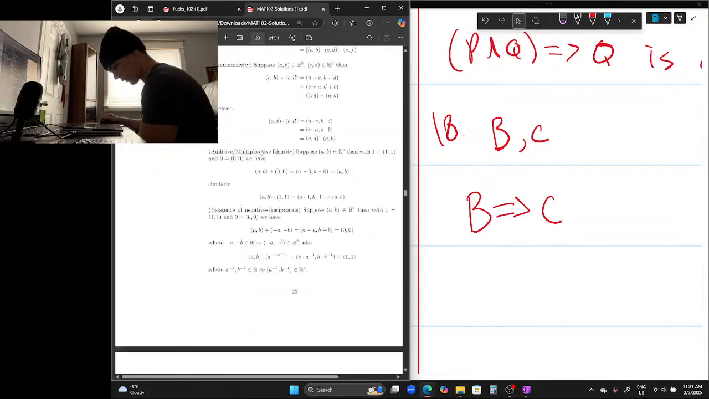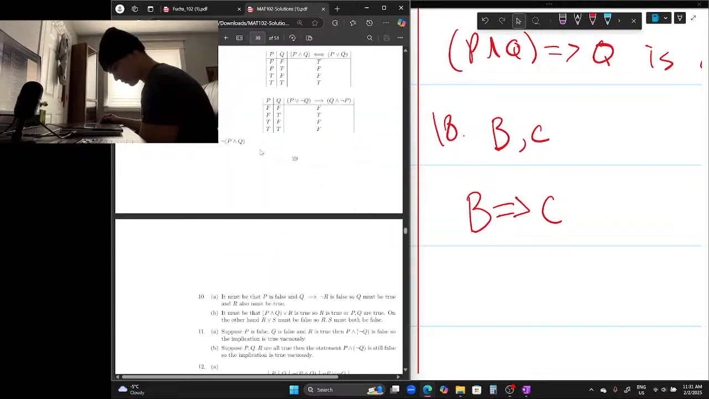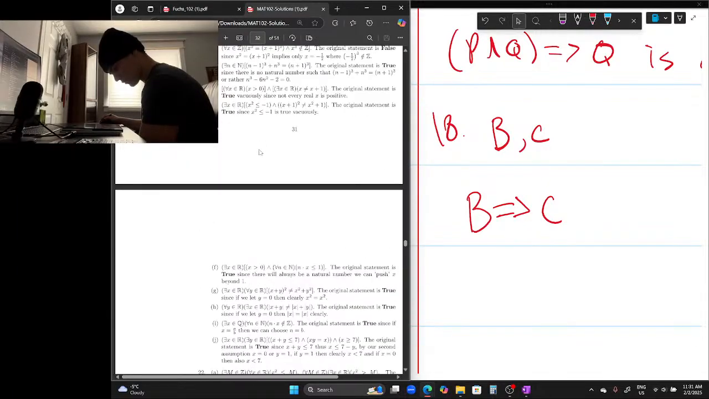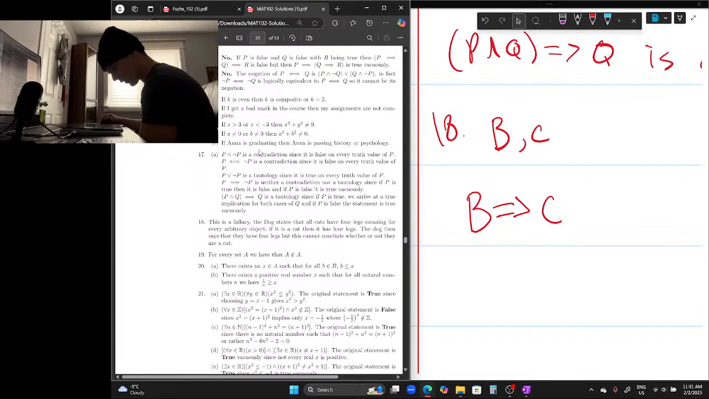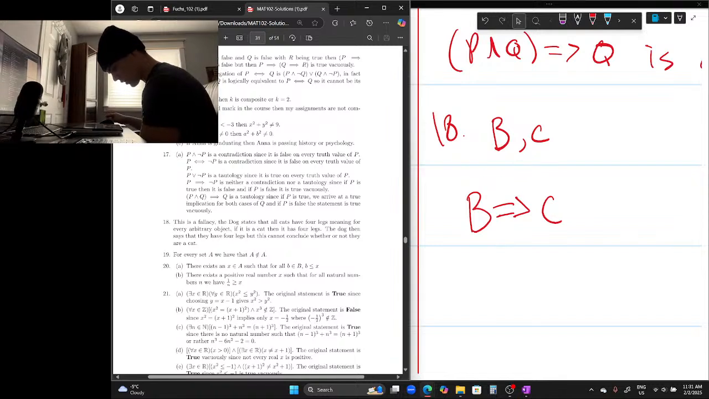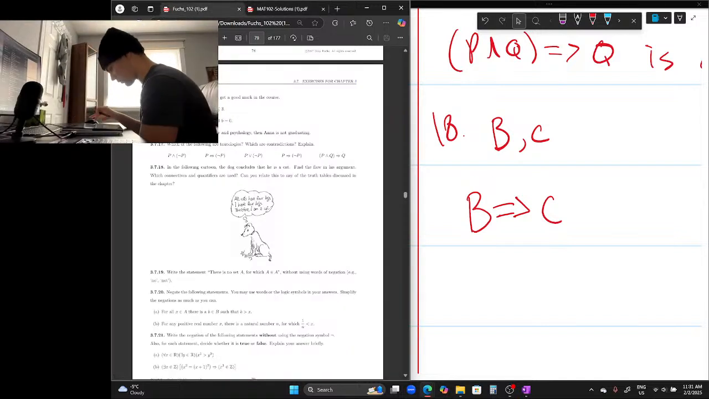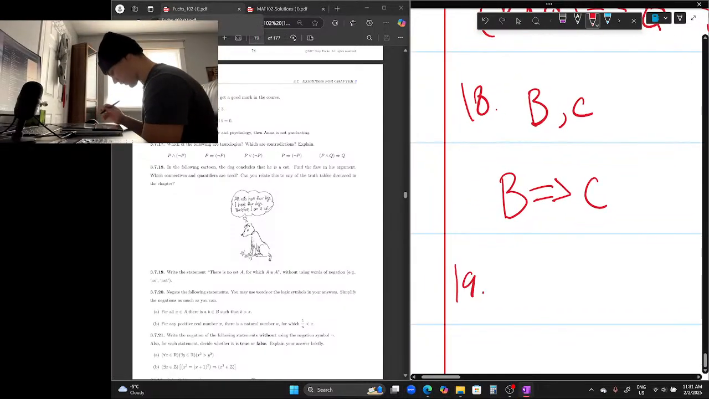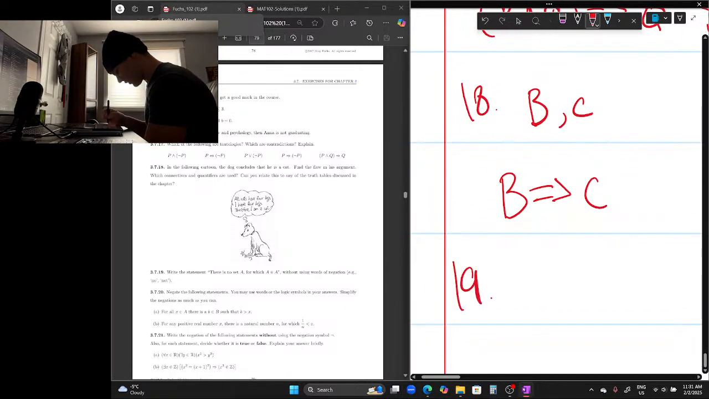Okay, 19. Right here, this is a fallacy. The dog says that all cats have 4 legs, meaning that even if it's an arbitrary object, if a cat has 4 legs, the dog says that it has 4 legs, but cannot conclude. Yeah, so again, there are other objects with 4 legs. They just called it nonsense, which I guess is a valid way to do it.